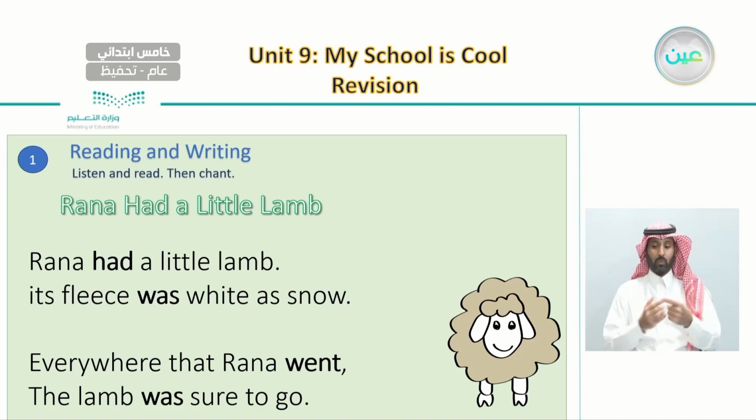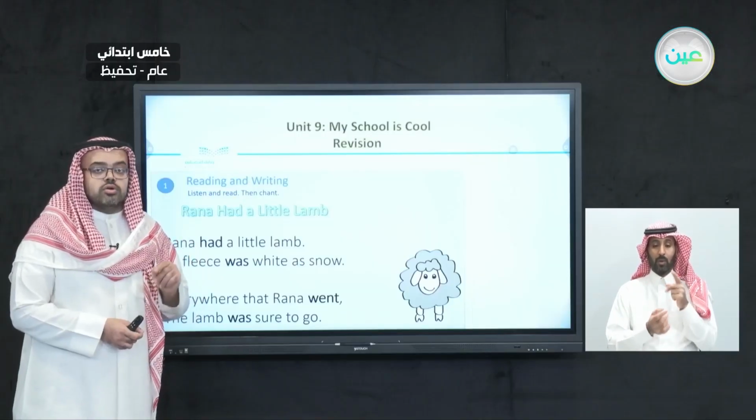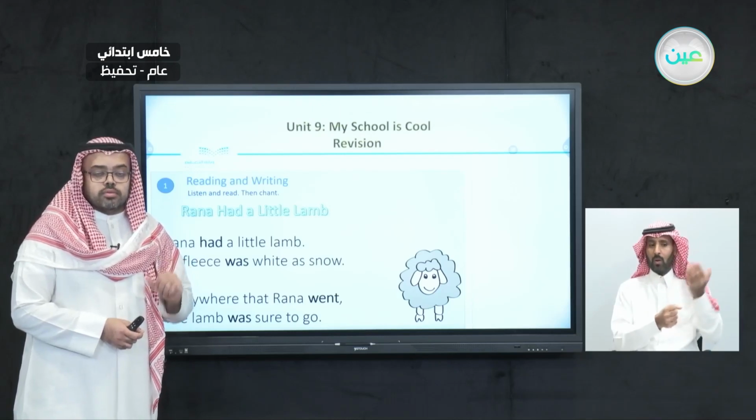Quick revision of our last lesson. In our last lesson, we listened to an interesting chant called Rana Had a Little Lamb, where we listened, we said, and we also pointed to the words or sentences that have verbs in the past. So let's make another revision of this chant. Let's listen to it, read it together, and then highlight all of the verbs that were in the past.